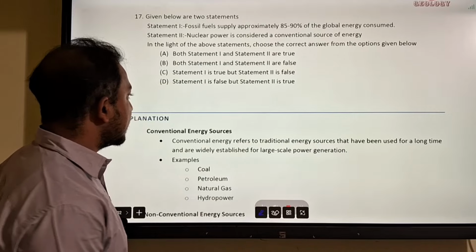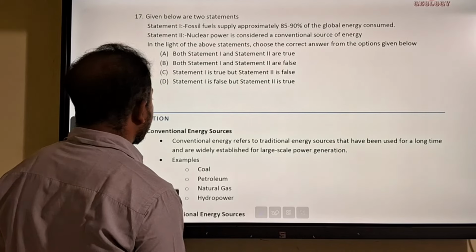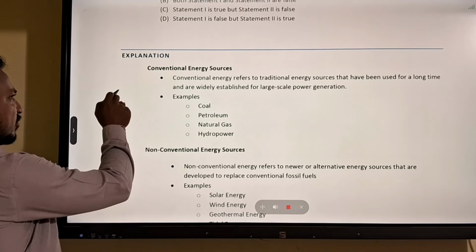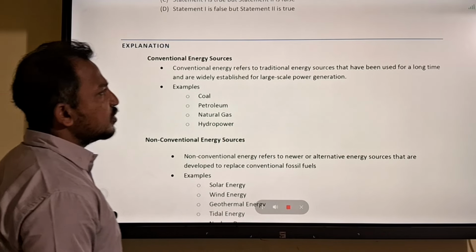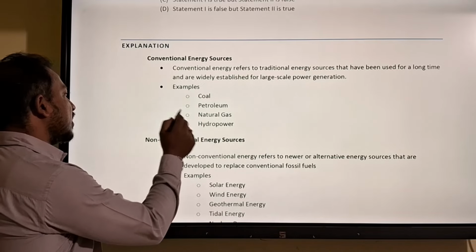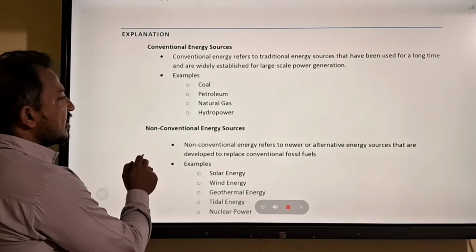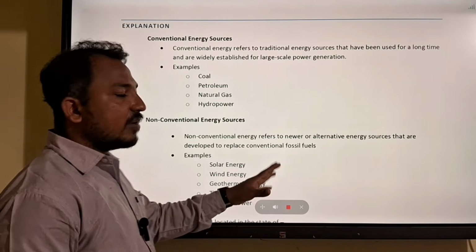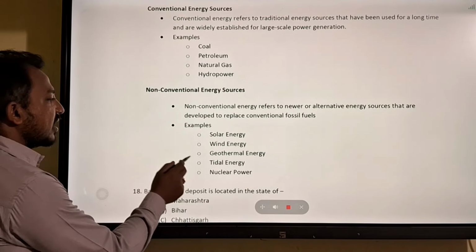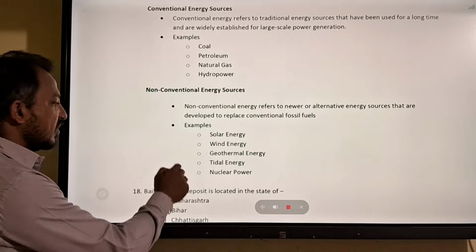So there are two types of energy. One is conventional source of energy, and another is non-conventional source of energy. Conventional energy refers to the traditional energy sources that have been used for a long time. You can take the example of coal, petroleum, natural gas, hydropower. Non-conventional energy refers to the newer or alternative energy sources. That is your solar energy, wind energy, geothermal energy, tidal energy. Nuclear power is also non-conventional.